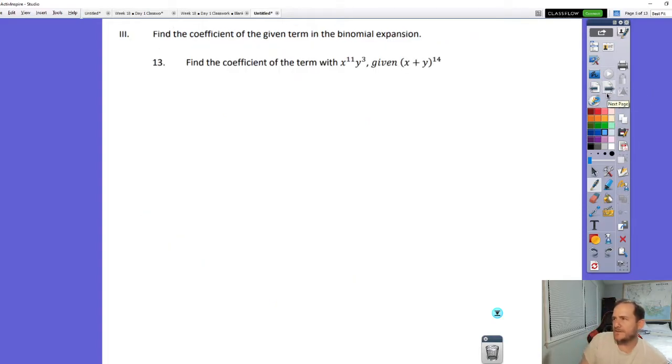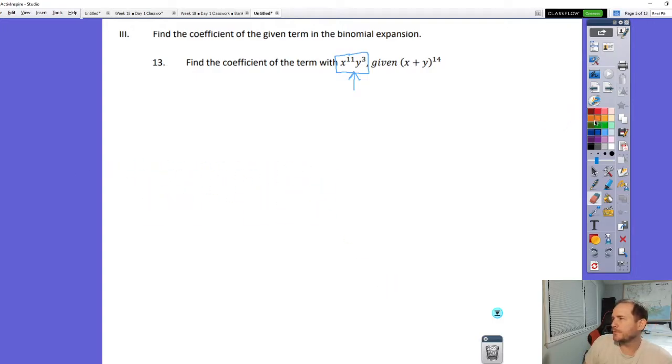Here's where things get a little different. If I asked you to expand x plus y to the 14th, I mean, you could do it. It would take you forever, because isn't it going to be 15 terms? It's going to be x to the 14, and then x to the 13y, x to the 12y squared. You're going to be here forever listing out terms. So notice, we're not asking you to do the whole expansion. We're asking you to find this one particular term. So how do you do that?